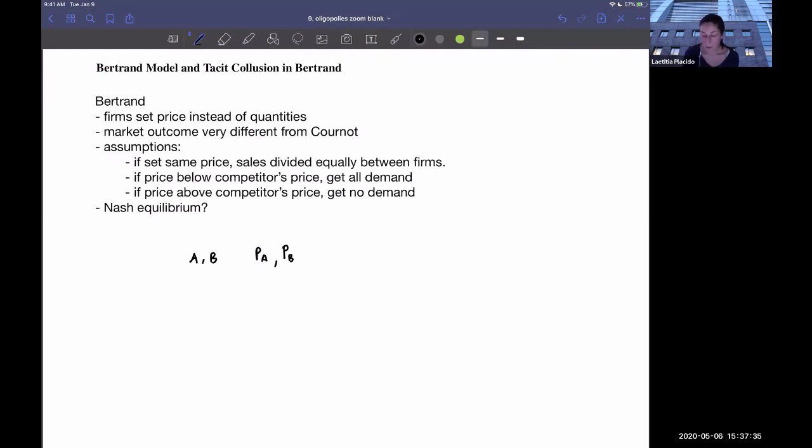So we need to make an assumption on how the demand will be allocated between both firms in the different scenarios. Okay, so the first scenario is where both firms set the same price. If both firms set the same price, then we are going to assume that the sales will be equally divided between firms. In other words, firm A is going to produce the same quantity as firm B, and that's going to be half of the total market quantity.